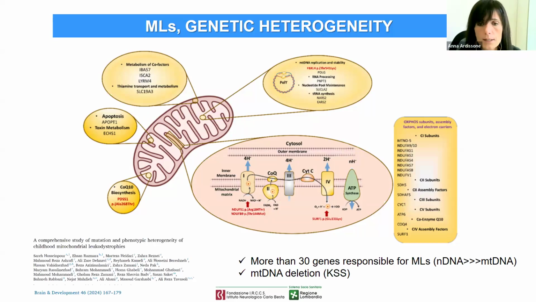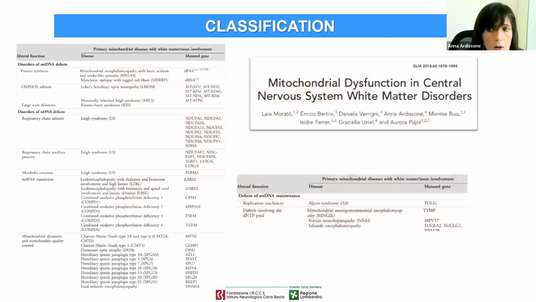Starting from these two points, that there is no specific MRI pattern, and so there is no radiological classification, and on the other hand, a lot of genes responsible for mitochondrial leukodystrophy, we know that to date the only available classification of mitochondrial leukodystrophy is based on the altered function, and so from a genetic point of view.